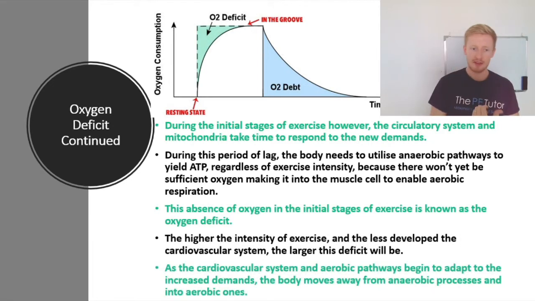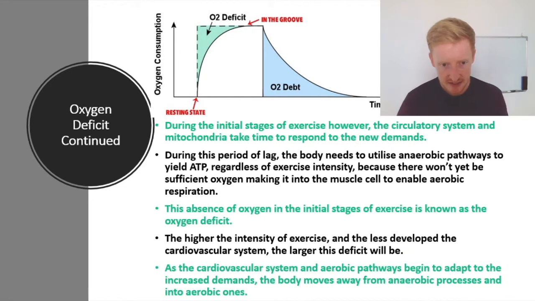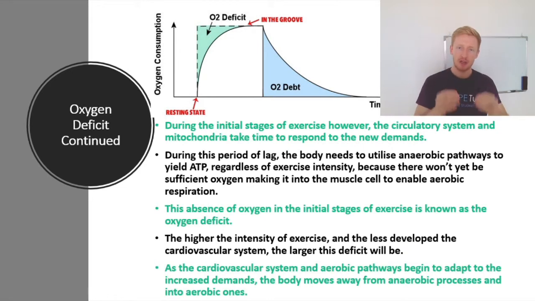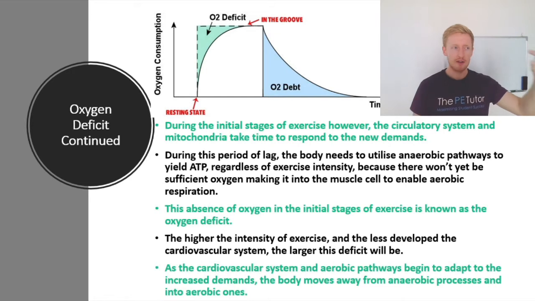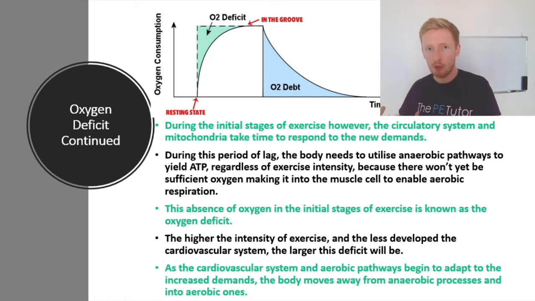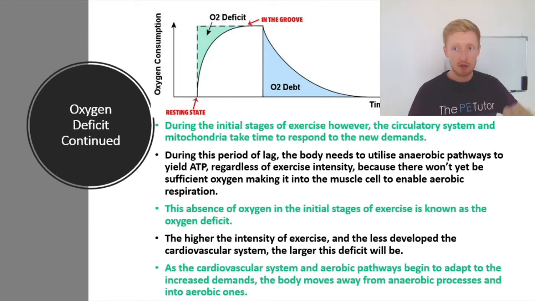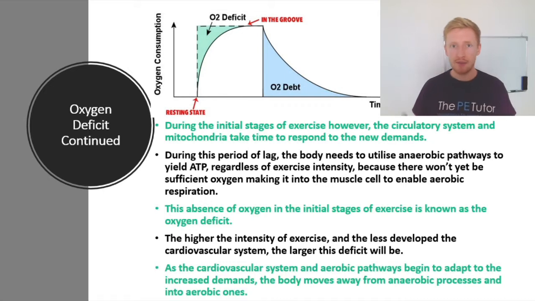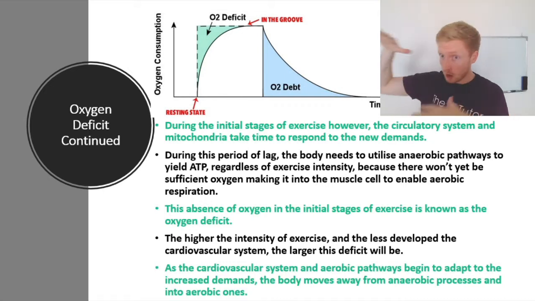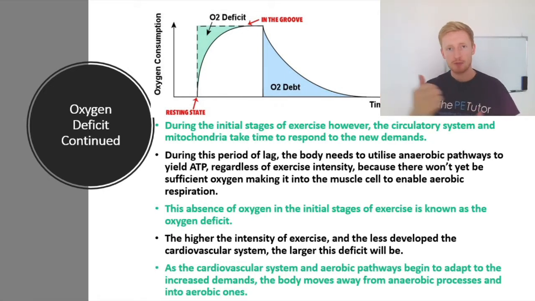Those last 2 points there, especially that black one: the higher the intensity of exercise and the less developed the cardiovascular system, the larger this deficit will be. Everything I just said there, receptors, respiratory control centre, minute ventilation, cardiac control centre. If you're a trained performer, those systems are going to be in good shape. They're going to be able to respond quickly. They're going to be able to change a lot to respond to these oxygen demands.